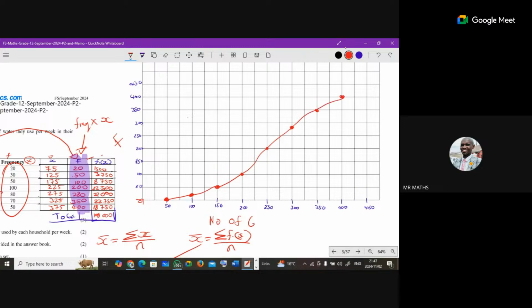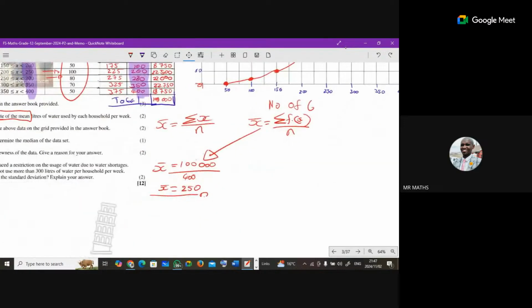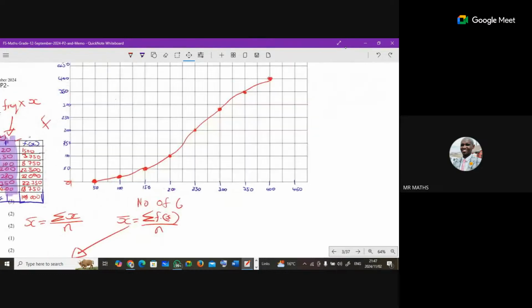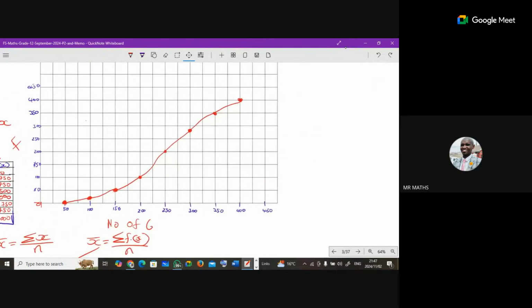Draw something like that, and mark your points, then come out to the side. It says: use the ojive to determine the median of the data set. So you want the median of the data using the ojive, or ogive, or cumulative frequency graph. What do you take? You take the maximum frequency.